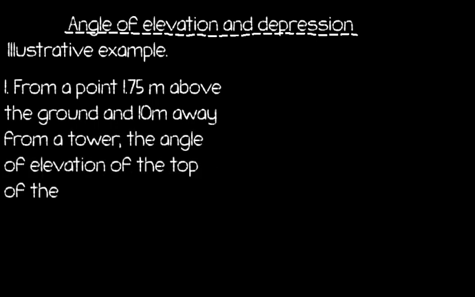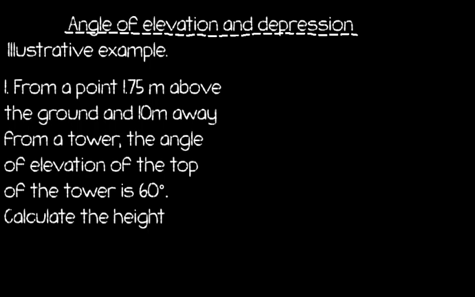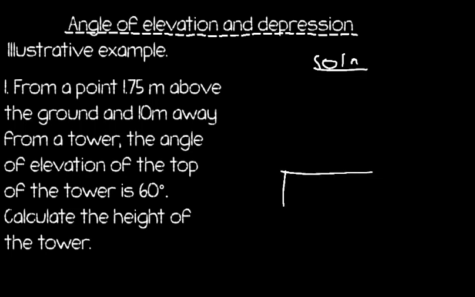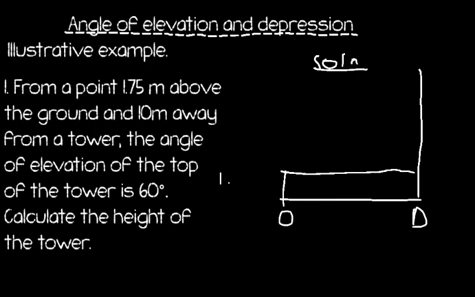Illustrative example 1. From a point 1.75 meters above the ground and 10 meters away from the tower, the angle of elevation of the top of the tower is 60 degrees. Calculate the height of the tower. As you can see, we are drawing the diagram first. Always draw the diagram first before you start solving.